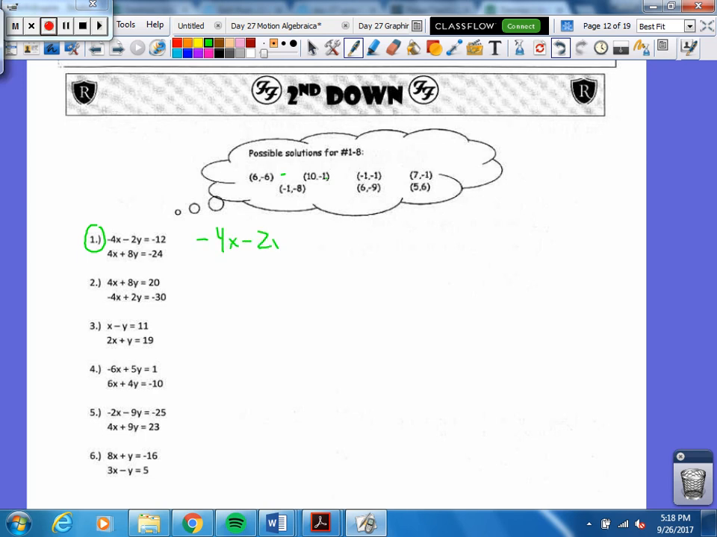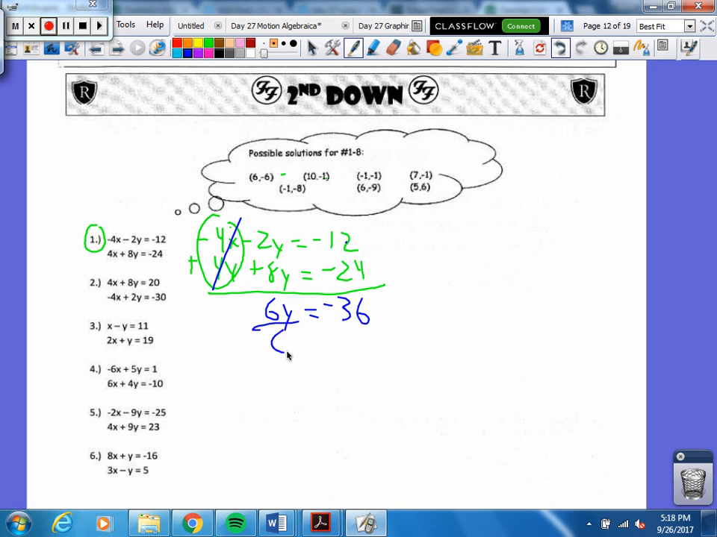Negative 4x minus 2y equals negative 12, and 4x plus 8y equals negative 24. Whoop, magic pair right here. Thank you very much. I think I'll just add them up. Goodbye. Negative 2y and 8y is 6y. Negative 12 plus negative 24 is negative 36. Divide by 6. y equals negative 6. All right, we're looking good.